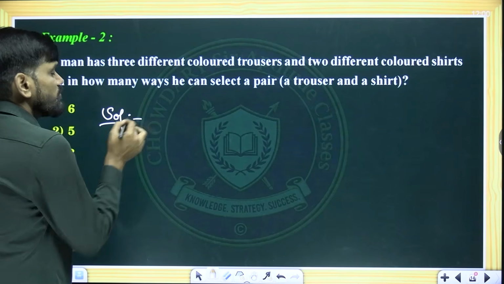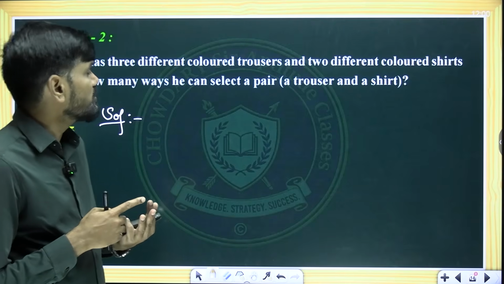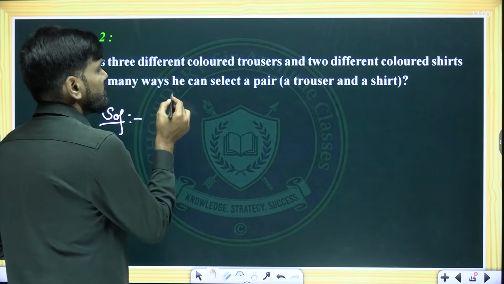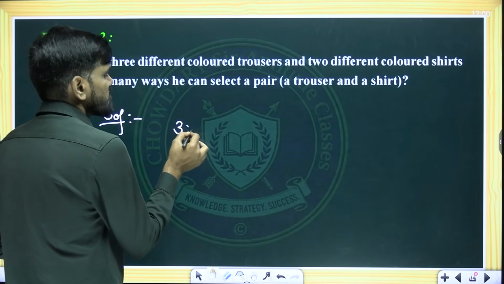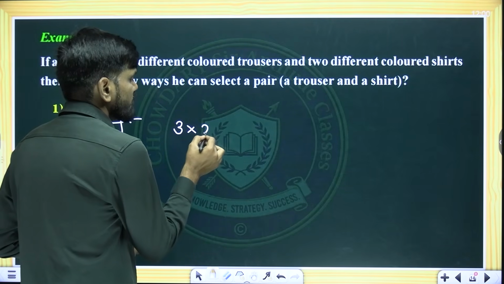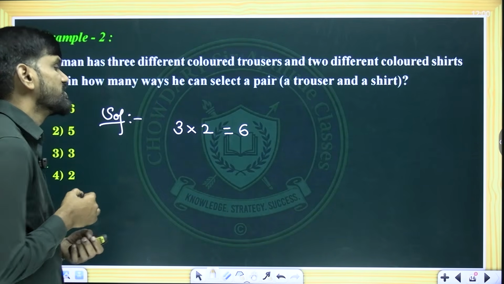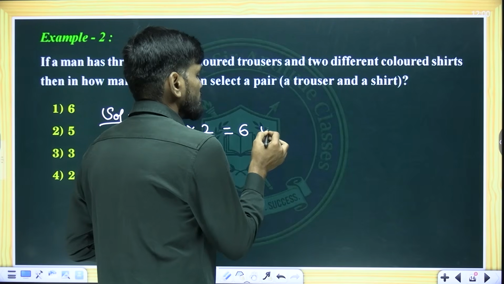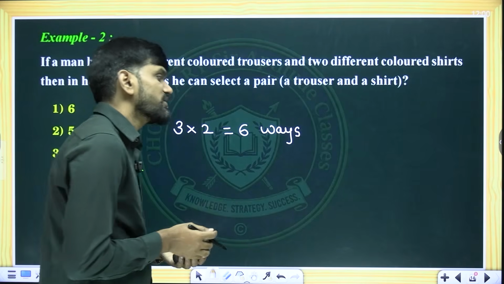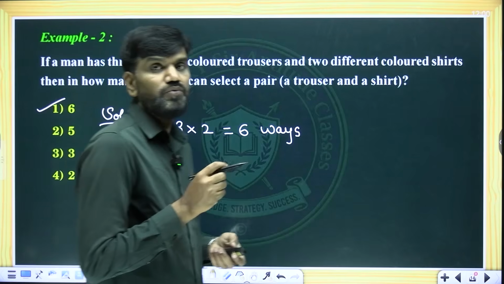There are 2 tasks to be performed. First one is choosing a trouser, then choosing a shirt. A trouser can be chosen in how many different ways? 3 different ways, because there are 3 different colored trousers. Similarly, a shirt can be chosen in 2 different ways. So in total, in how many ways can he choose? 6 different ways he can select a pair of dress. So there are 6 different ways possible to select a trouser and a shirt together. Hence, it should be option 1.